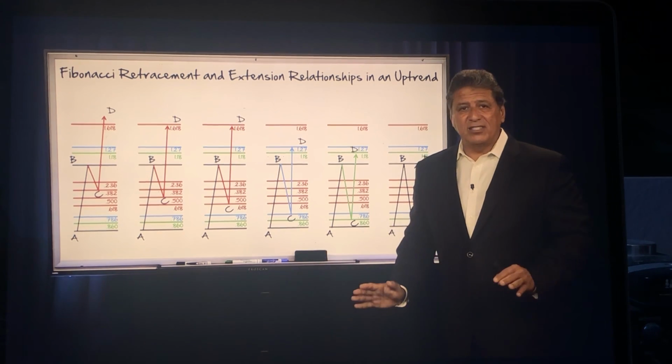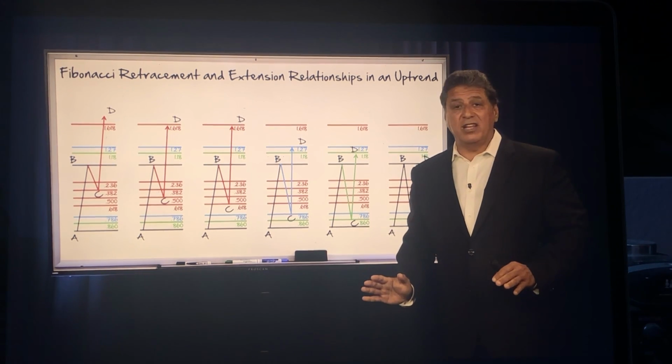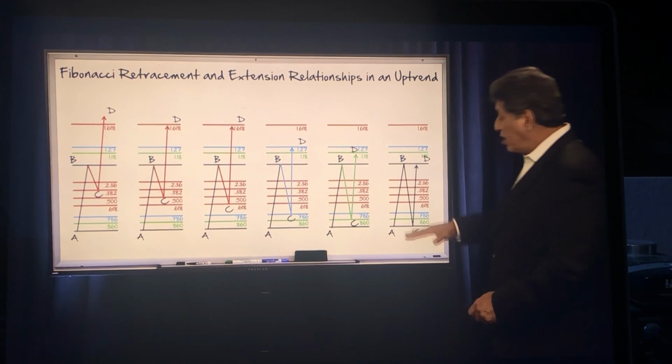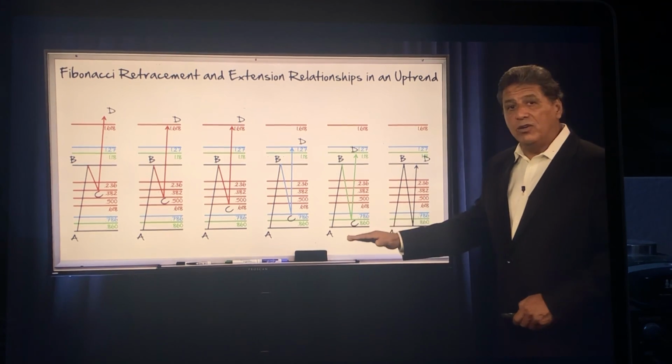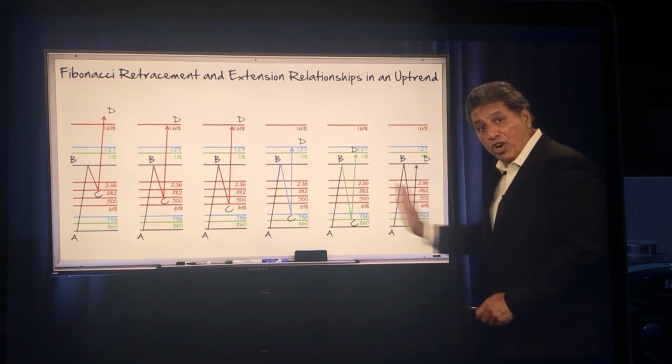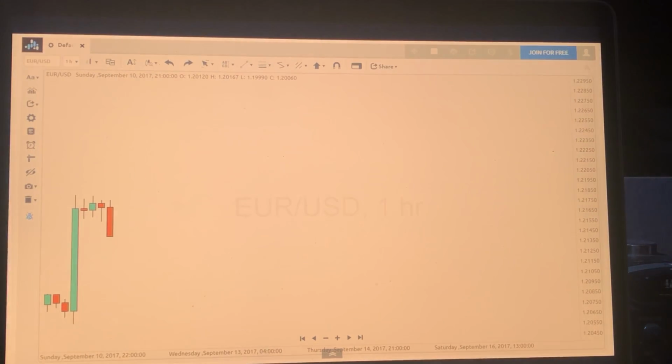We've got a great lesson on consolidation that'll teach you how to trade consolidation and profit take. So once again, it's critical you learn all this. Now let's look at it in the market.